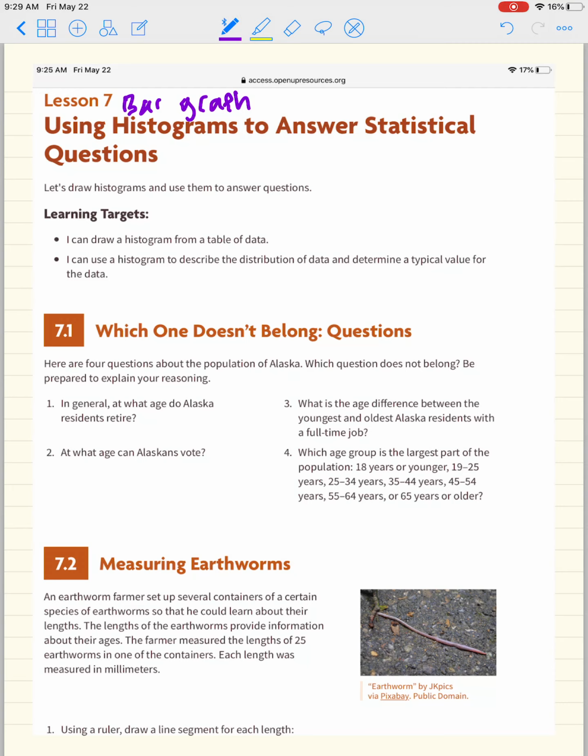Okay, so I want you guys to take a minute or two to think about which one you don't think belongs with the other questions and why. Pause the video while you're thinking and then unpause it when you are ready.